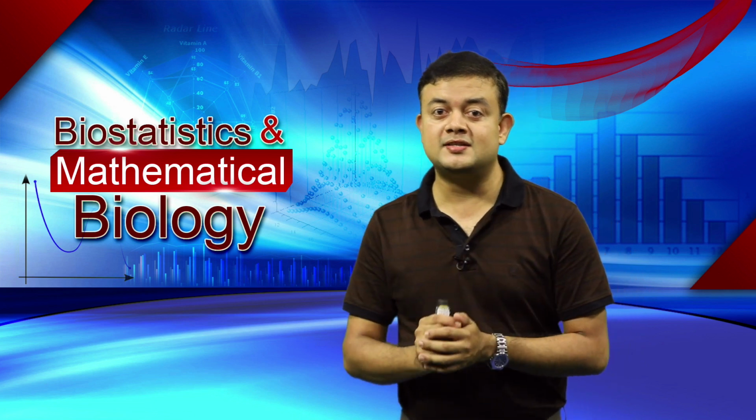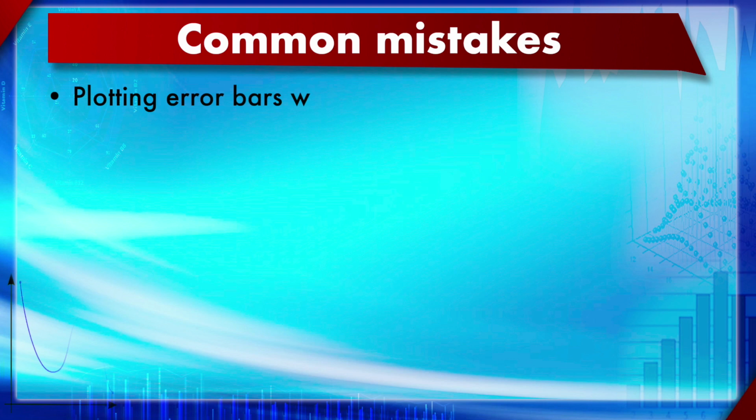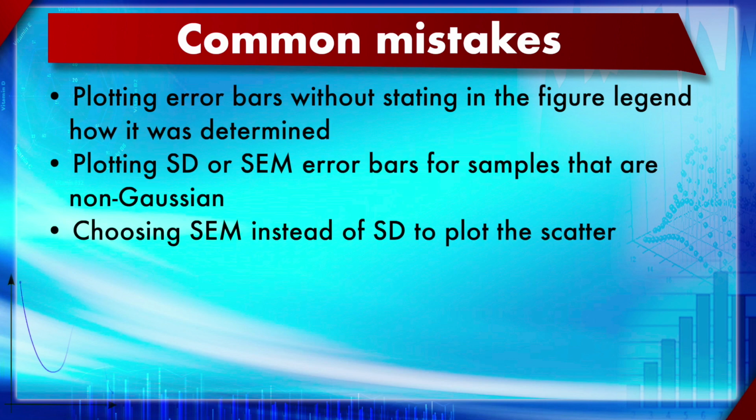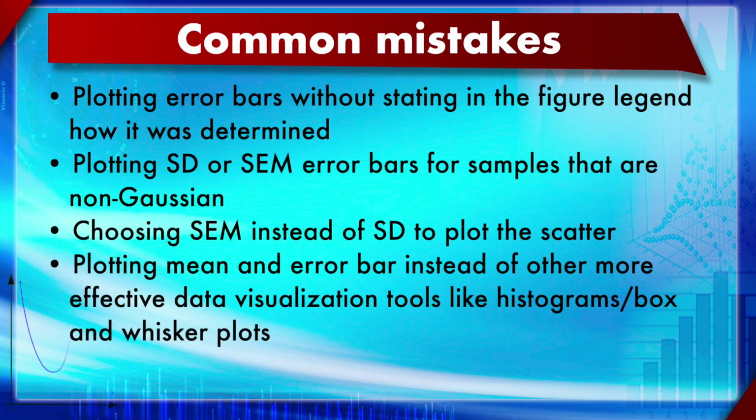But beware, there are many common mistakes that students make. Some of these mistakes are explained here. One is plotting error bars without stating in the figure legend how they were determined. For example, you plot the SEM and do not say what the error bars mean. Readers might think these are not SEM but SD. This is truly a wrong practice. You should never do that.